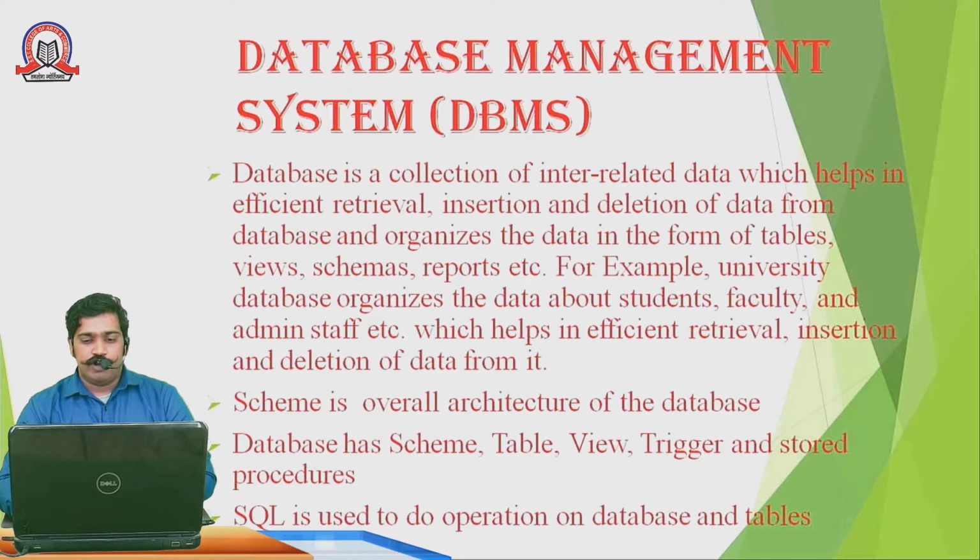The schema is the overall architecture of data. Whatever schema we have designed for our DBMS system is known as the schema. A database has schema, table, view, trigger and stored procedure. As we said, the schema is the overall architecture of the data, a table is the tabular format in terms of rows and columns, and a view is a logical table. A trigger is a kind of small program which is executed automatically when a particular operation is performed on the table. Stored procedures are just like small functions that we can call from our SQL query.